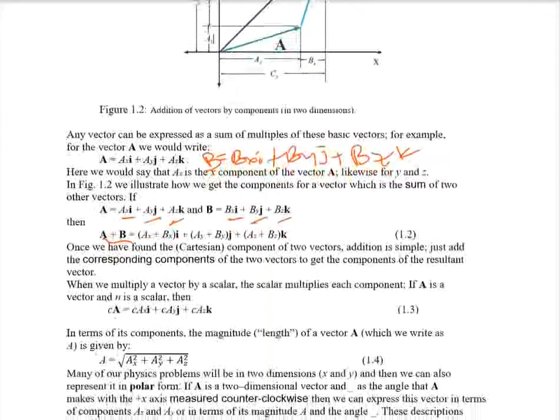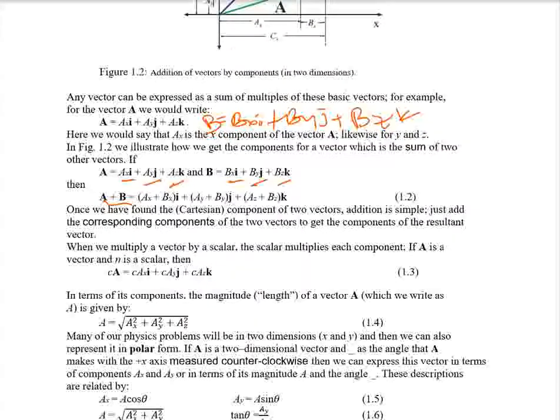And also, if the vector is multiplied by some constant, you must multiply each unit vector component separately by that constant. For example, c is a constant and c times a, and this c multiplies each of them. And if you are asked to determine the magnitude of this vector a, the magnitude is equivalent to the square root of ax squared plus ay squared plus az squared, which is the magnitude of the vector.